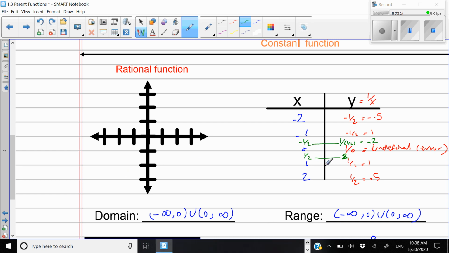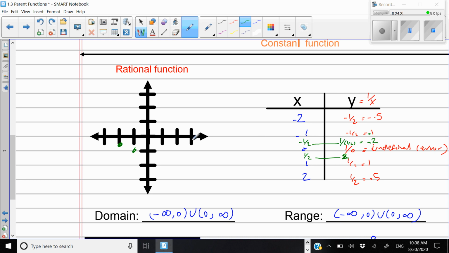Okay, now we're going to start graphing these numbers. So if x is -2, y is -0.5. So it's going to be somewhere like, oh, I'm sorry, this is 3. -2 is going to be here, -0.5. For -1, it's going to be -1. This was negative.